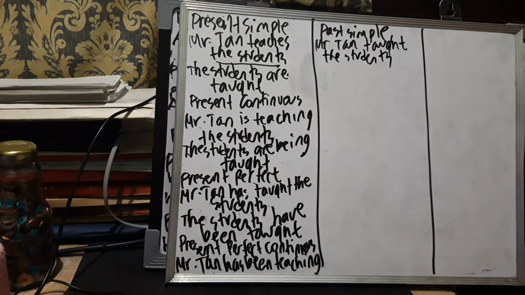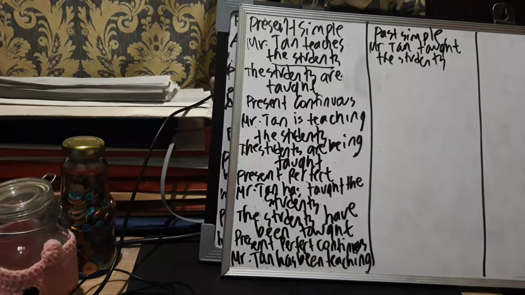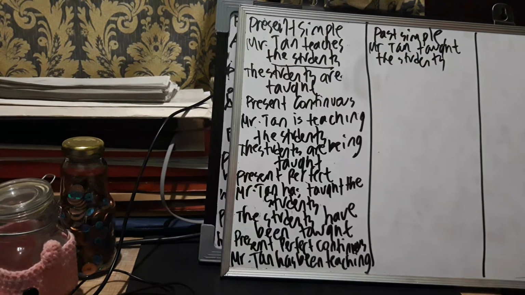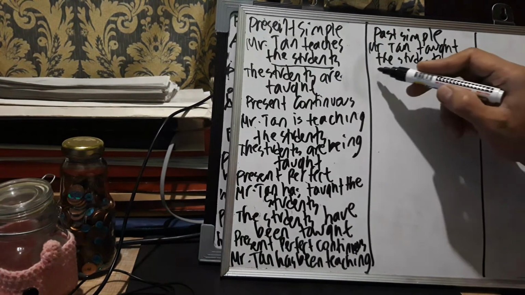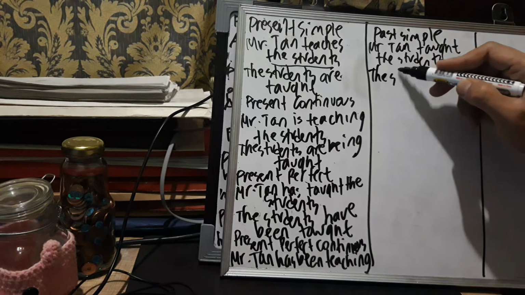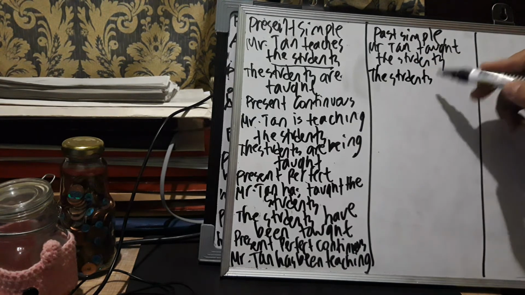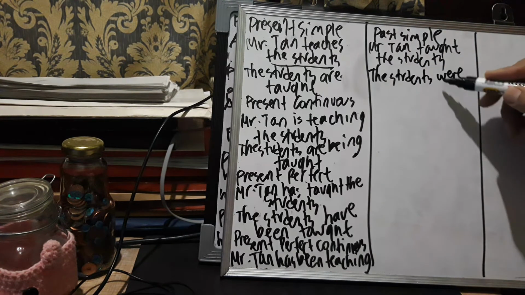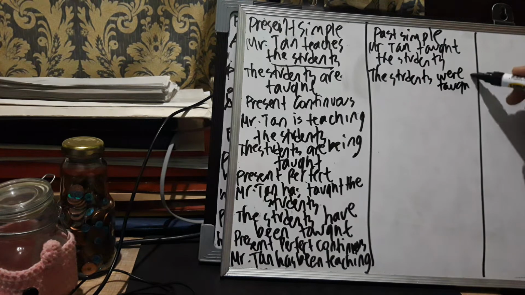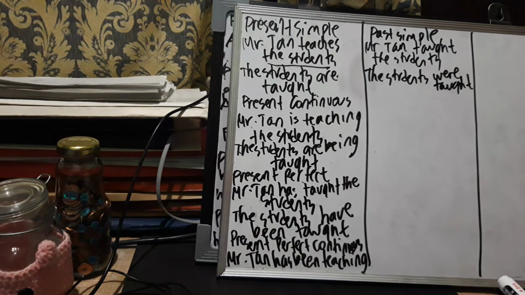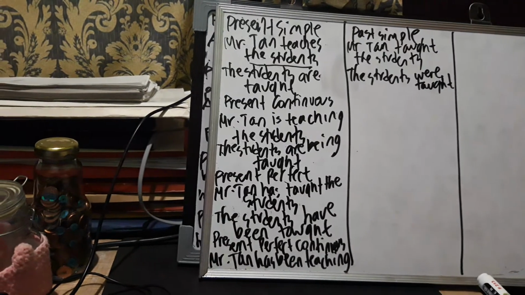If we change that into passive, what's the pattern? Subject plus was, were plus the past participle. So how do we change that? It would become the students were taught. Okay, so that is the passive form of your what? Past simple. So is it clear, guys?